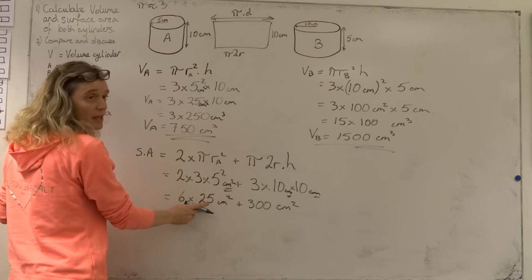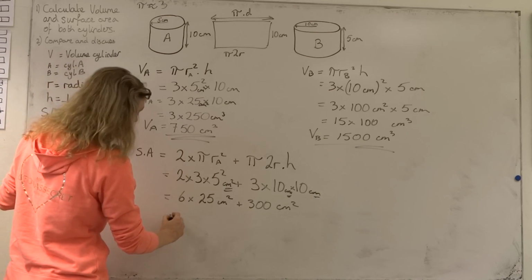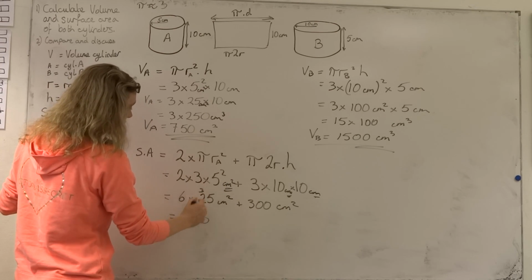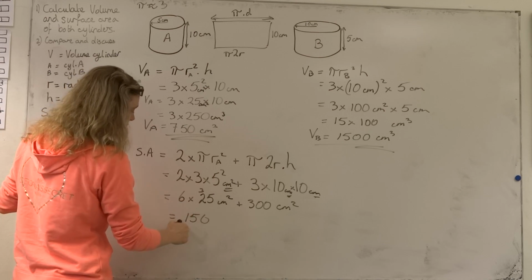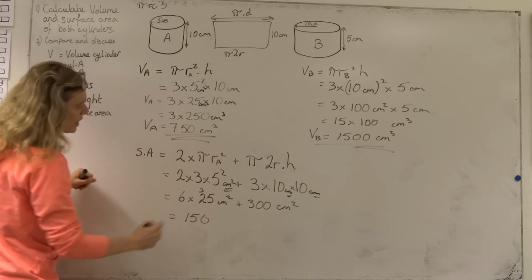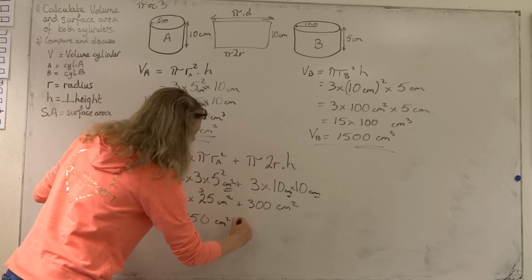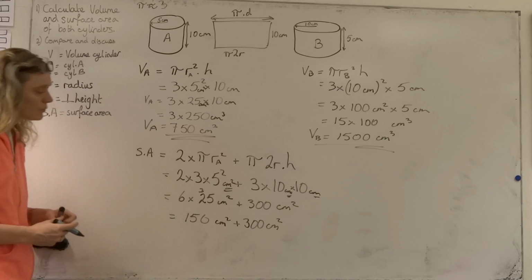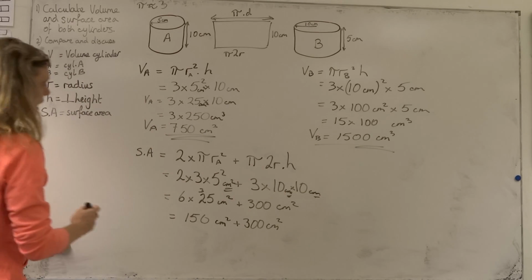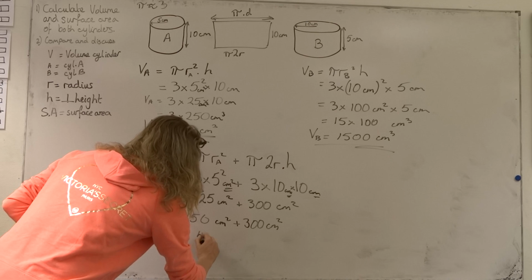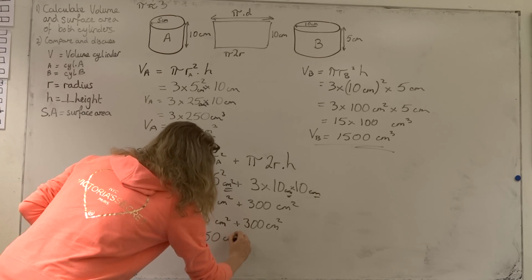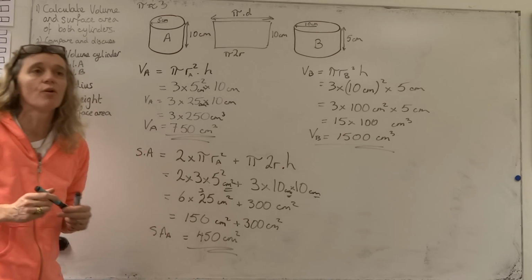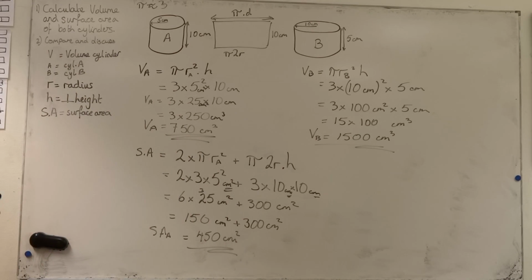2 5s are 50, so we're going to get 150 here. Just check, 6 5s 30, 6 2s 12 plus 3 15. So we're going to get 150 centimetres squared plus 300 centimetres squared, giving us 450 centimetres squared. So the surface area of cylinder A ends up being 450 centimetres squared.